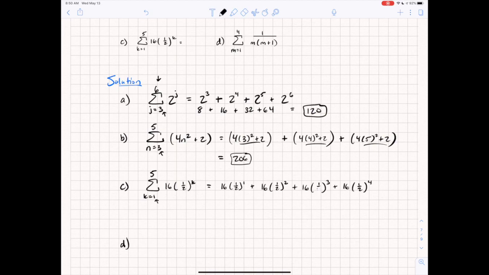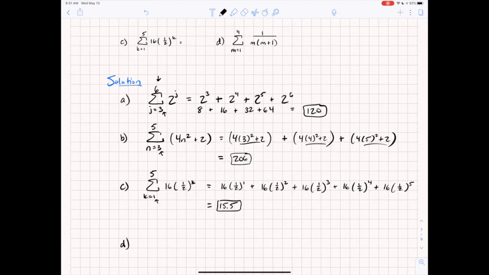I wrote a 3 here. Plug in 5, and I stop here because that's what my upper limit is. Now I can use a calculator and actually figure out what is 16 times 1/2, 16 times 1/2 squared, all the way down, to get a sum of 15.5.